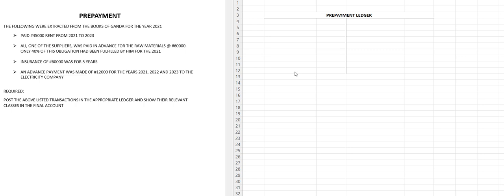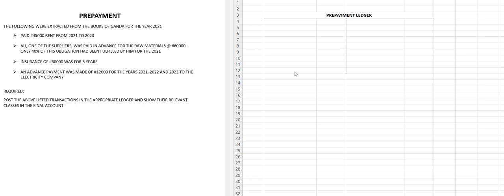Before we go on, it's ideal we know what prepayment is. Prepayment is the advance payment that you make in a business. The part of the expenses that you have not utilized is referred to as prepayment. So Ganda has paid rent for 2021, 22, 23. That's for 3 years. Let's go to the second extract.